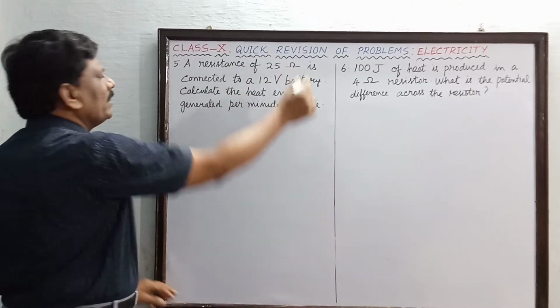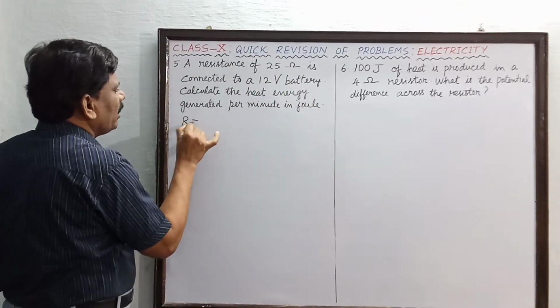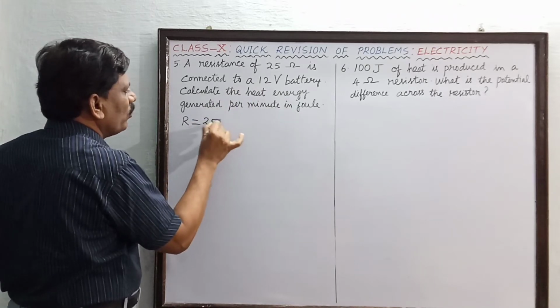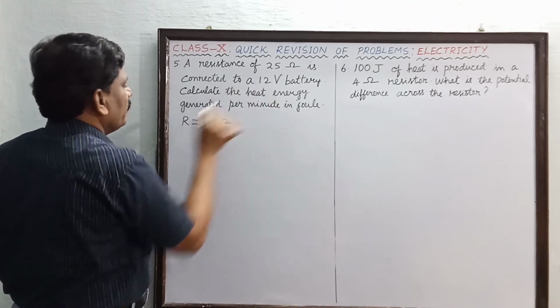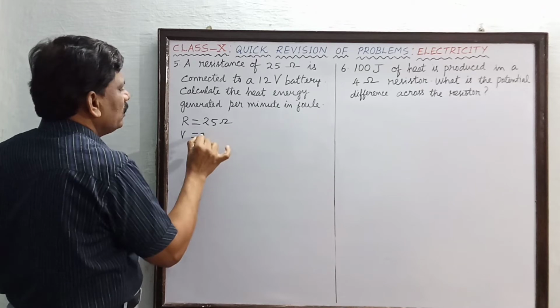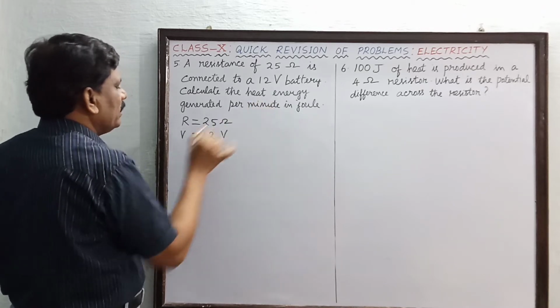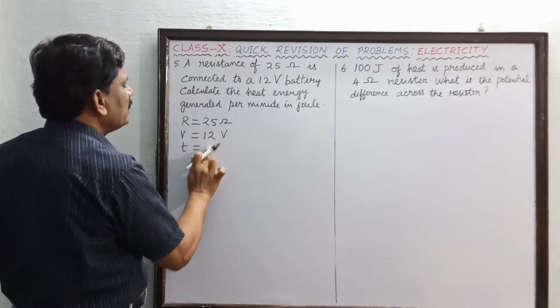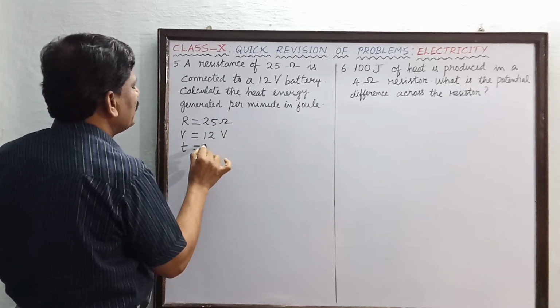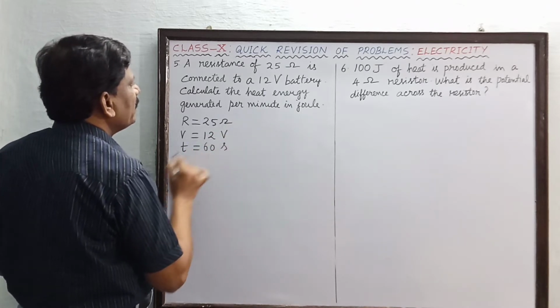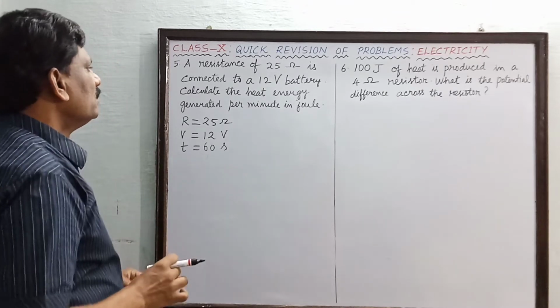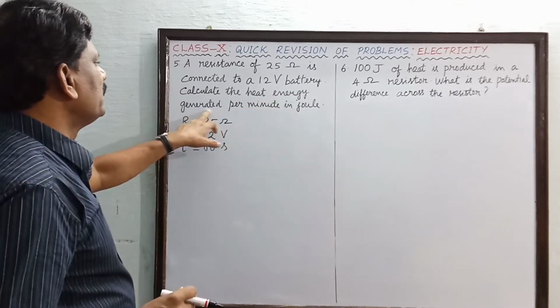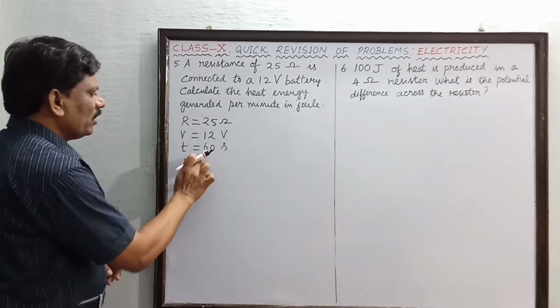So what are all the given quantities I am going to write here? R is equal to 25 ohm. Then V equal to 12 volt. And time is equal to 1 minute. So 1 minute means it is 60 seconds. So the heat energy generated per minute we are going to find out.